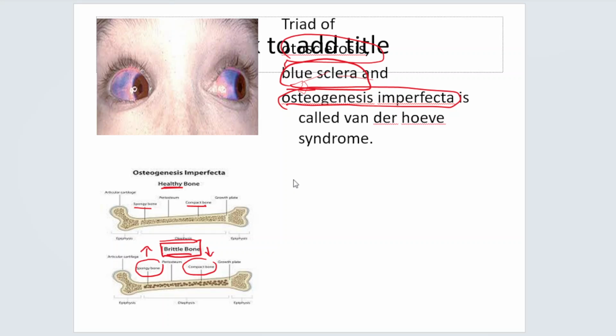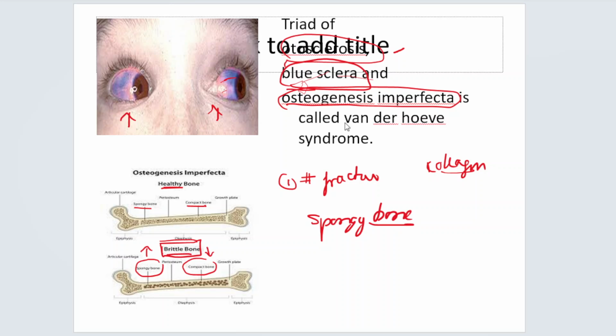So if you have a triad of osteogenesis imperfecta, that is multiple fractures, you can see the blue sclera. Why is there blue sclera in these patients? Because there is some defect of the collagen. Collagen is needed for making the sclera. So you can see the blue sclera. And otospongiosis, the basic pathophysiology of our disease, is spongy bone formation. So the same thing is happening in osteogenesis imperfecta. When we find this triad of otosclerosis, blue sclera and osteogenesis imperfecta, it is called the Van der Hoeve syndrome.